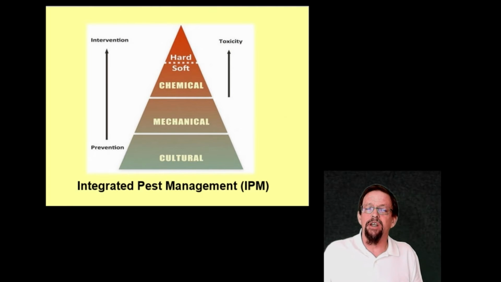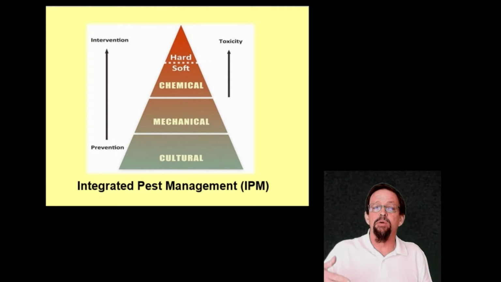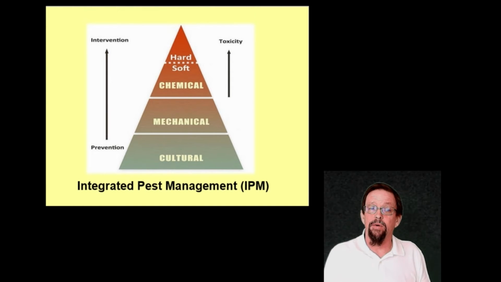So this is where integrated pest management comes in. As we look at integrated pest management, we're going to look at the ways to control the mite population in your colonies. So we start at the base, which is culture. Then it's mechanical, then it's soft chemicals, and then it's hard chemicals. So again, basically it's prevention, intervention, and as we move up this pyramid, it increases in toxicity.